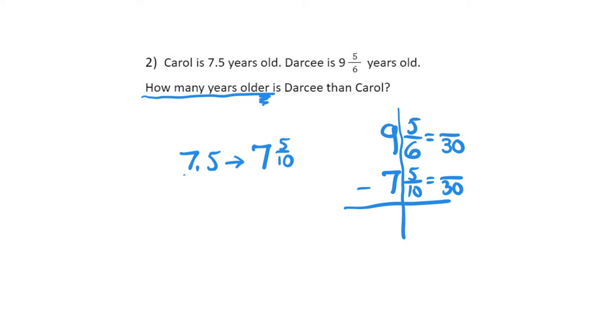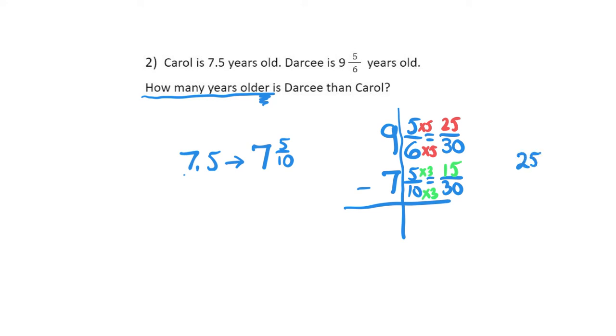How does a 6 become a 30? Well, we do times 5. So if we do times 5 on the bottom, we do times 5 on the top so that we're multiplying by a big 1, 5/5. 5 times 5 is 25. Now, if we go down to the bottom fraction, how does a 10 become a 30? Well, you do times 3. And so times 3 on the top, 5 times 3 is 15. So now we're doing 25/30 minus 15/30.